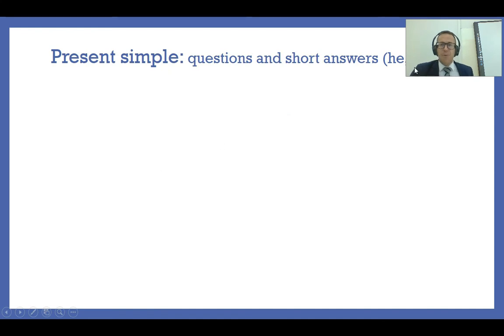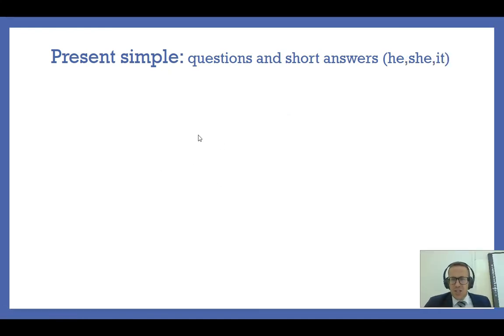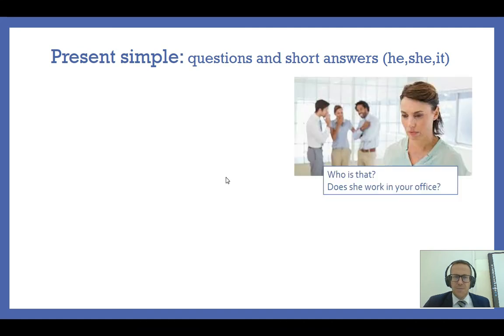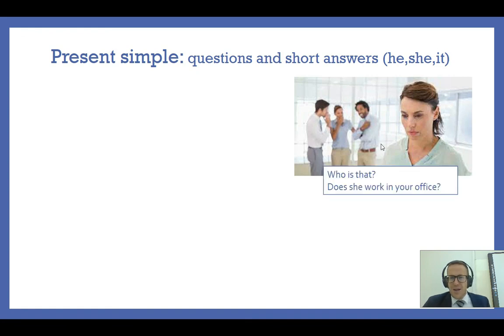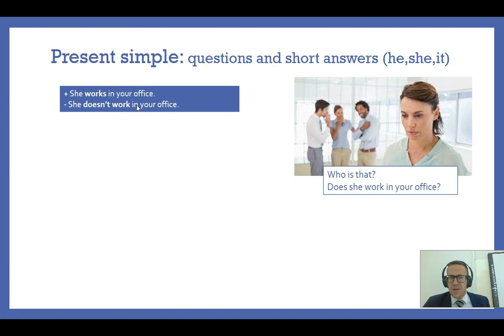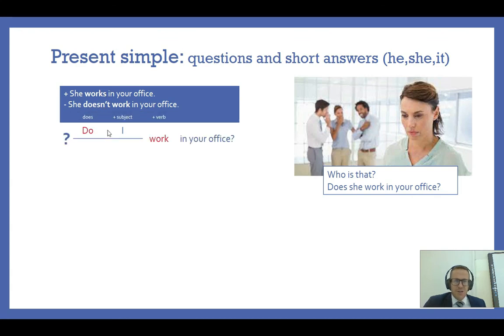Let's go back to the present simple again. We're going to look at questions and short answers for he, she, it. Now in this picture we have 3 people talking about this lady. Here's something they say. Who is that? Does she work in your office? So remember, for positive, she works with an S. For negative, she doesn't work in your office. But for the question, we change the order and we put does at the start. So it becomes, does she work in your office?